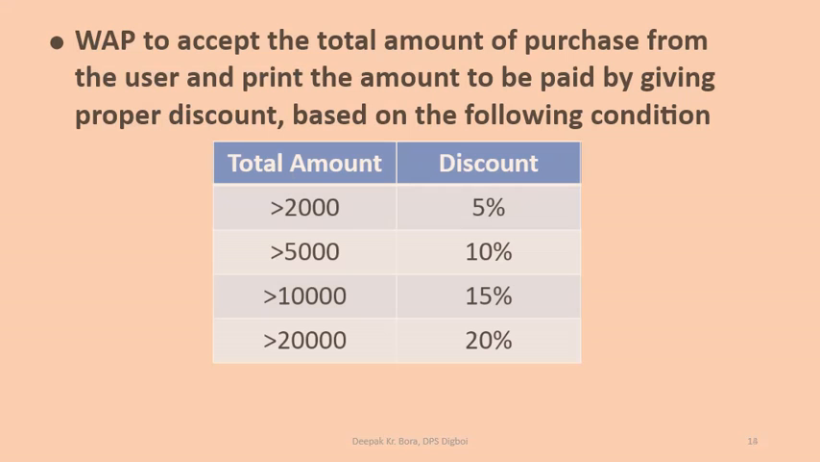We'll see one more example. Okay, dear students, let us see the next question. Write a program to extract total amount of purchase from the user and print the amount to be paid by giving proper discount based on the following conditions. So here are the conditions given. Now this question is a little bit tricky one. Let us see how we are going to go for it. There are many ways, so let us explore, and we will start with something maybe in a wrong way, then we'll correct it. So let's start writing the program for this.